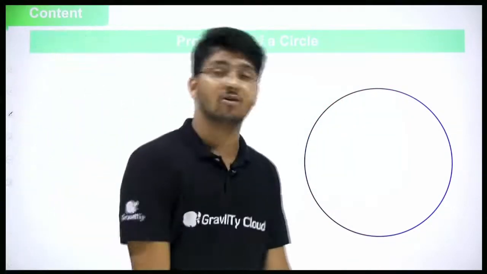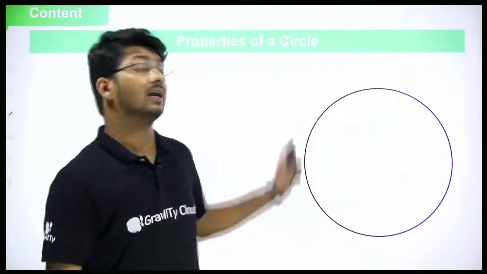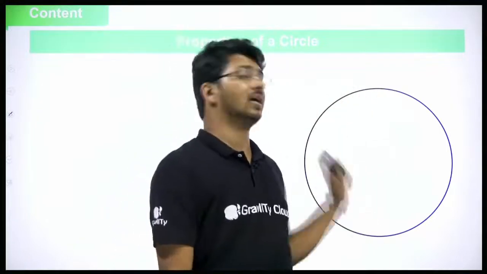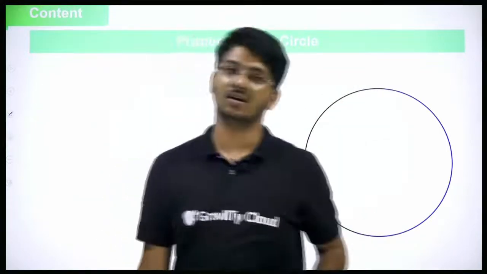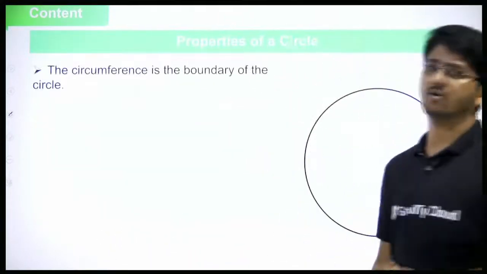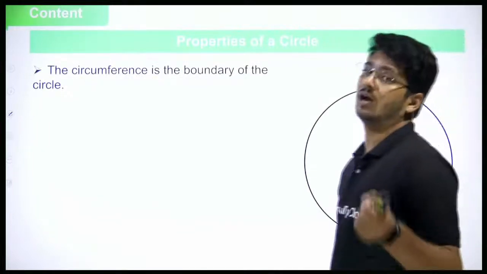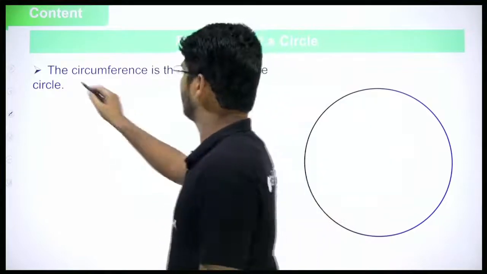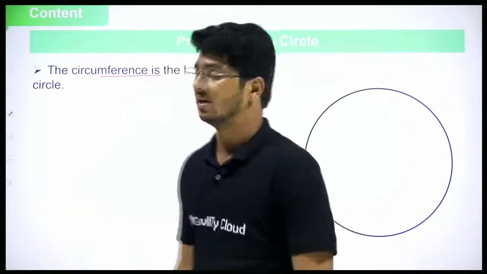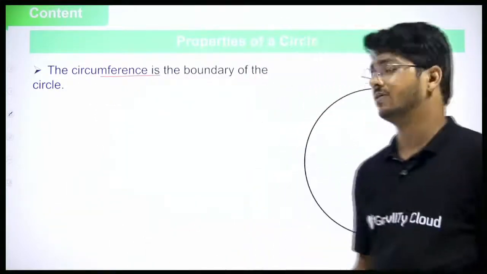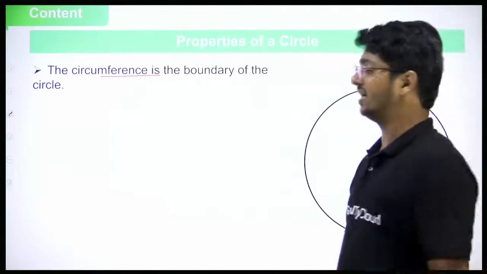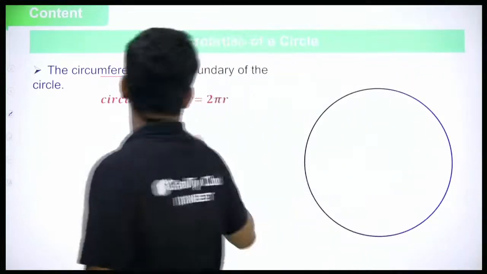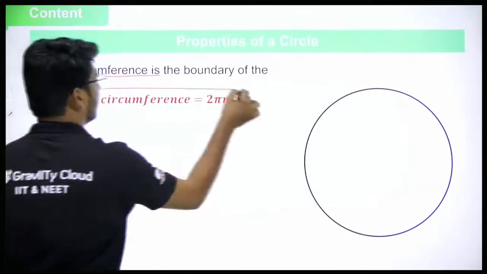Yes, we have a direct formula to find the circumference, the total length of the boundary of a circle. How do we do that? There's a simple formula, we'll go into that. But before that, the complete boundary of the circle is called the circumference. How do we get that? We have a simple formula. What is that? 2 pi r.